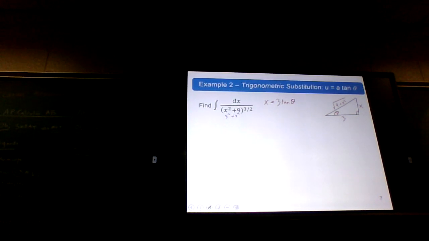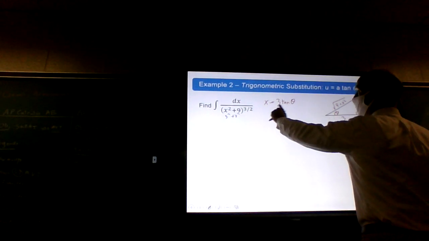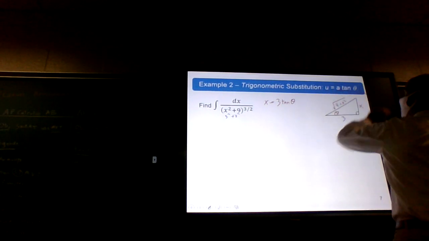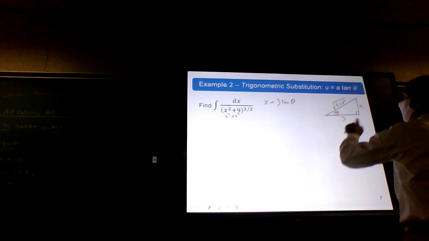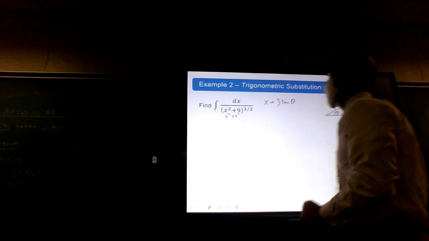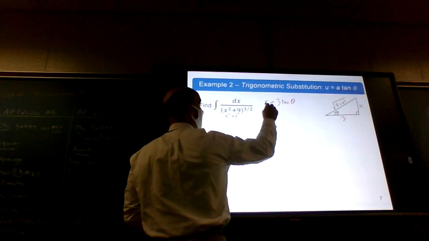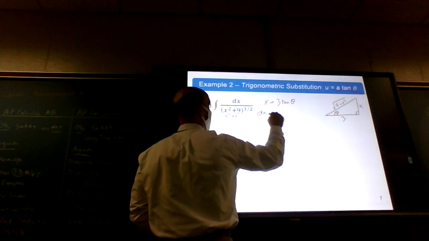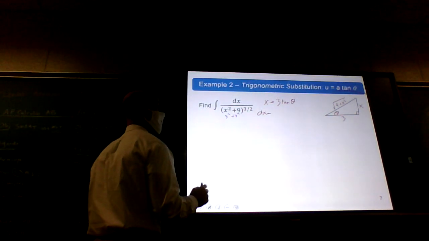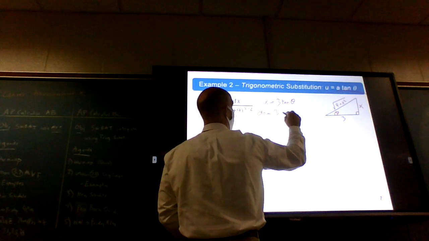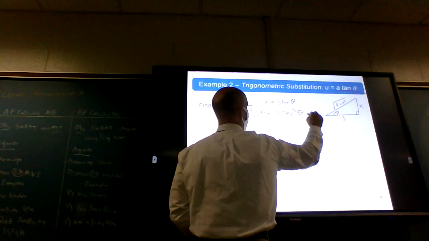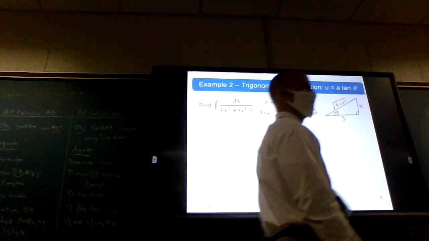Does that make sense? You want to do all of this stuff before you start trying to do the problem. Figure out if it needs to be sine, or in this case, tangent. Get your reference triangle set up, and now let's go ahead and try to do some of these substitutions. Oh, by the way, if this is x, what's dx? Isn't it 3 secant squared? Correct. And then don't forget the d theta.